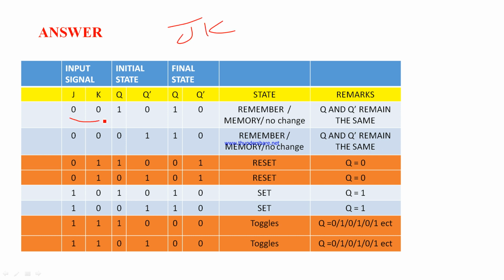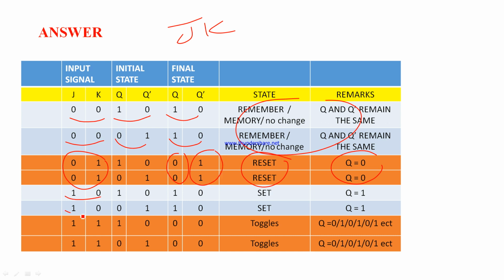0, 0 means remember state. That is, keep Q and Q dash the same. 0, 1 means reset state. Reset means Q becomes 0. So Q becomes 0, and if Q becomes 0, Q dash becomes 1. 1, 0 means the set state. Set state means Q becomes 1. When Q becomes 1, Q dash becomes 0.